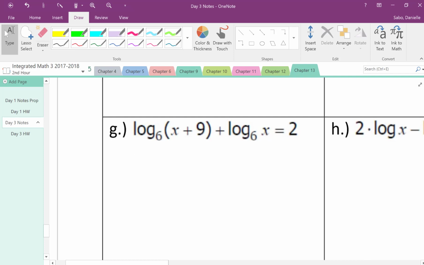We have to condense them first. Very good. We're going to G. I'm skipping around so that you guys have time for your homework and can ask questions.